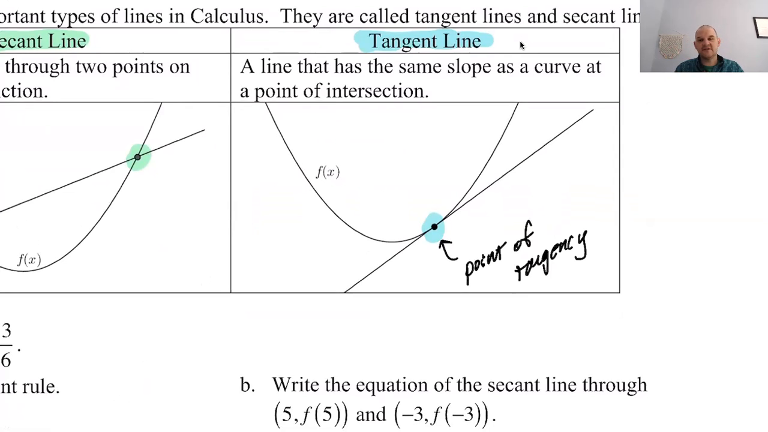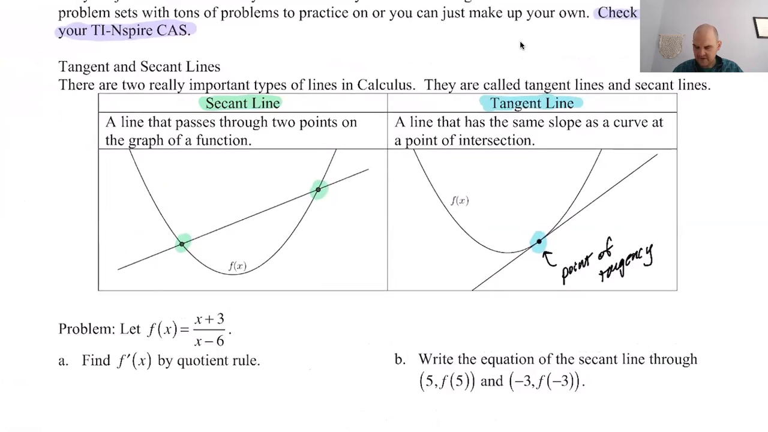Is the slope exactly the same? If so, then it's a tangent line. If not, it's actually not a point of tangency, and so that would not be the right name to call it. But these two lines are going to be like half of your life for a while. So we're going to be writing equations of tangent lines. We're going to talk about where they are. Are they above the curve, below the curve?